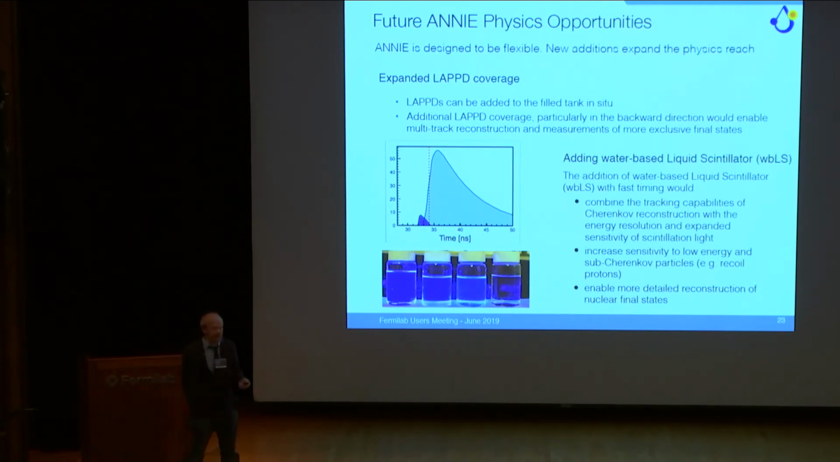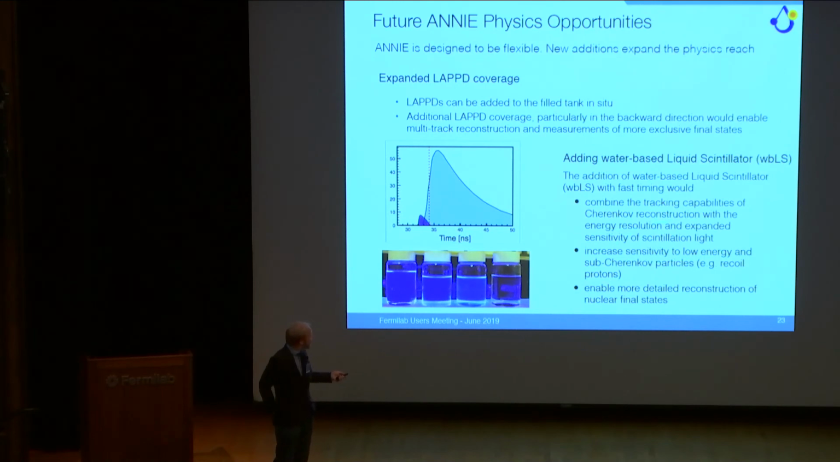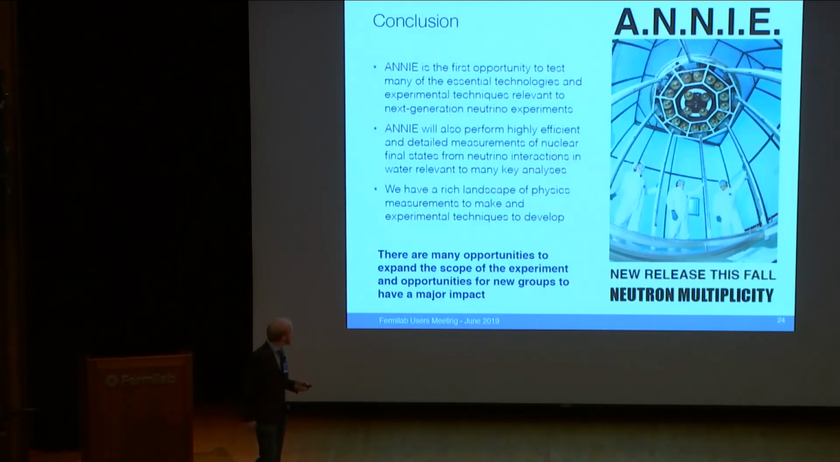With expanded LAPPD coverage, especially in the backwards region of the tank, we're hoping to be able to do much better topological track reconstruction and therefore measure more exclusive final states. And then something where there's a lot of interest both within and outside of the collaboration is the possibility in the future of adding water-based liquid scintillator. This would basically give you both Cherenkov and scintillation light, which with fast timing allows you to separate the prompt Cherenkov light that arrives early from the delayed scintillation light, giving you the track reconstruction and topology of Cherenkov, but the energy resolution and sensitivity to non-Cherenkov detectable particles such as proton recoils, and that again will expand your ability to do more detailed nuclear final states.